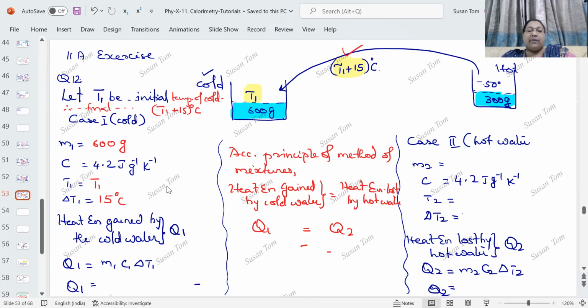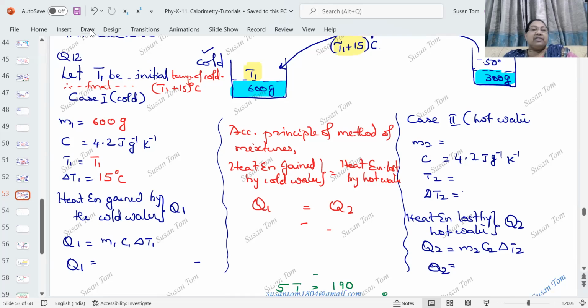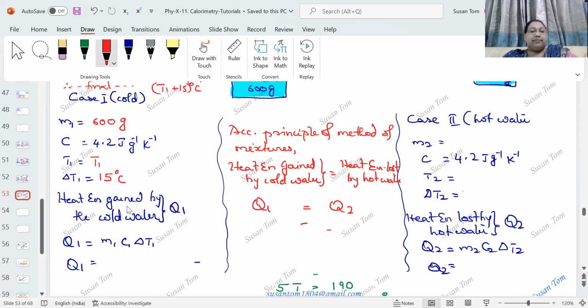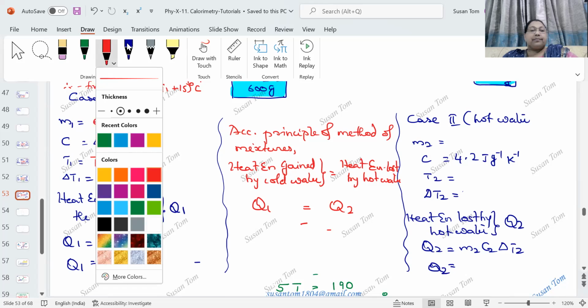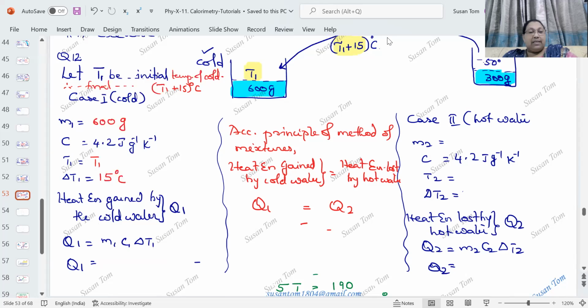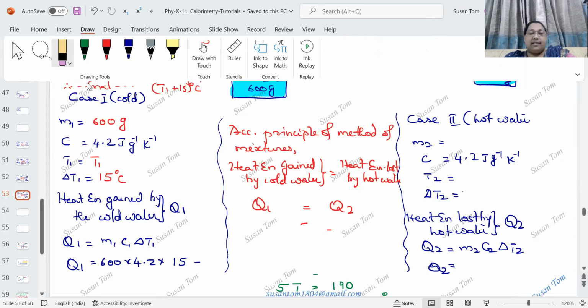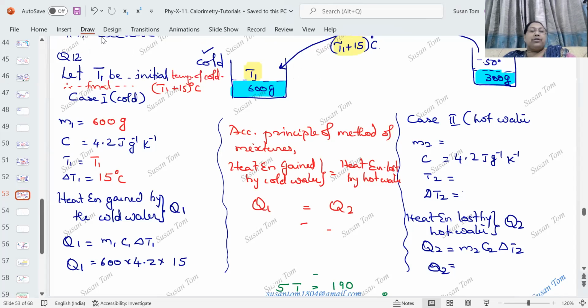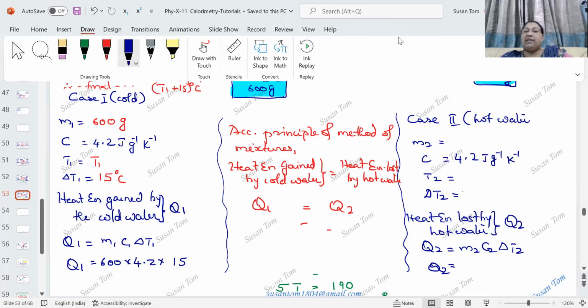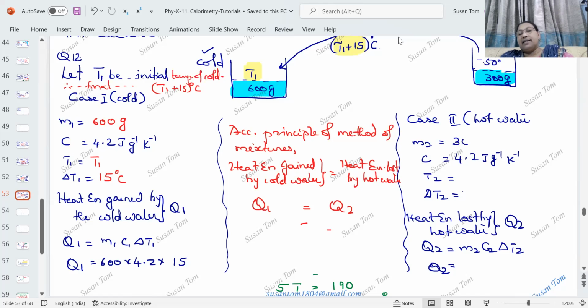Heat energy gained by cold water Q1 equal to M1 C1 delta T1. So you write the expression for it. What is it? Mass 600 into 4.2 into delta T1, which is 15. This is your equation number 1. For the hot water also, in a similar way, mass is 300 gram.